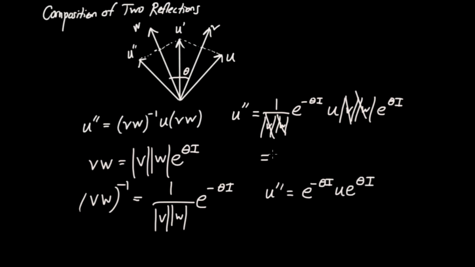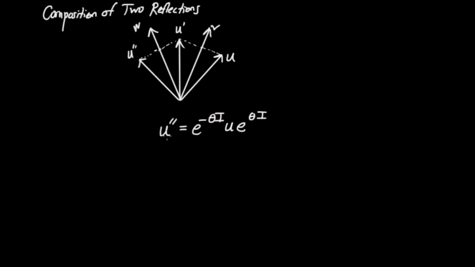That cancellation of the length of V and of the length of W up there is actually quite important. What that tells us is that U double prime, whatever comes out of this composition of two reflections, does not depend upon what the length of V is, and it does not depend on what the length of W is. The only thing it depends on is the angle of separation between those two vectors. And that's because I only see a theta there. There's no length of V, and there's no longer a length of W in this expression.